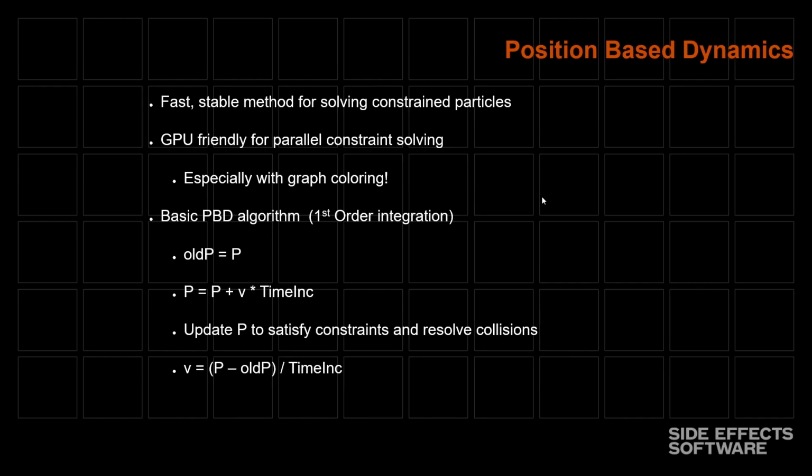It's GPU friendly. So especially if you find a good way to separate up the constraint primitives so that you can solve them all at once on the GPU without any conflicts, which is what graph coloring does, then you can get really fast constraint solving on the GPU, and we'll talk about how we do that.